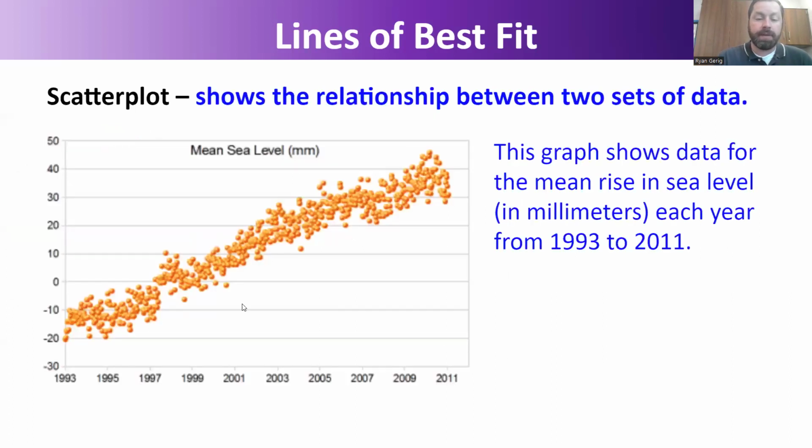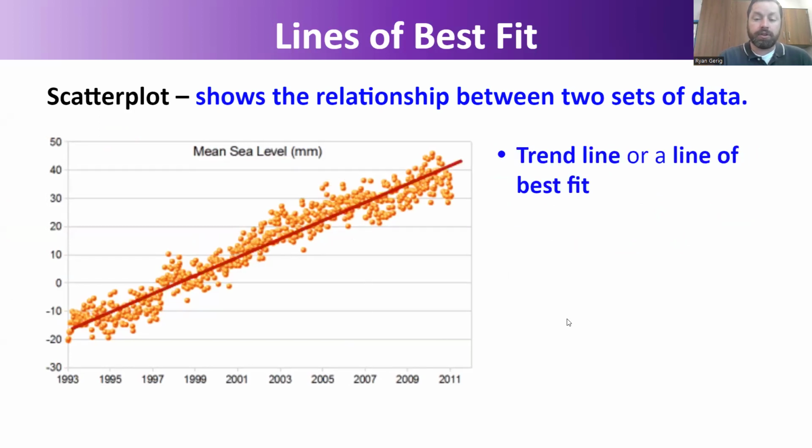All right, so a scatter plot, you see an example here, shows the relationship between two variables. In this case, it's showing the data for the mean rise in sea level each year from 1993 to 2011. A trend line is a line that shows what the data is doing. In general, it's going uphill, or it's got a positive relationship. The sea level is going up each year.